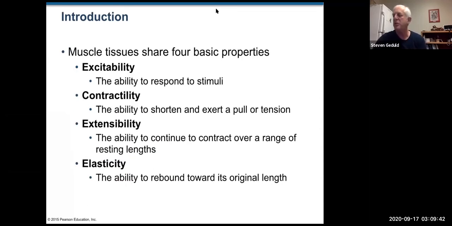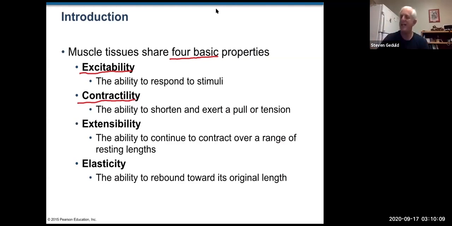Okay, so muscle tissues have 4 basic properties. Every type of muscle fiber has excitability, the ability to respond to a stimulus. It gets excited. There's a stimulus, and the muscle can respond. Contractility: it shortens and exerts a pull or tension. So muscles have to be able to shorten. That's how they exert their effect.